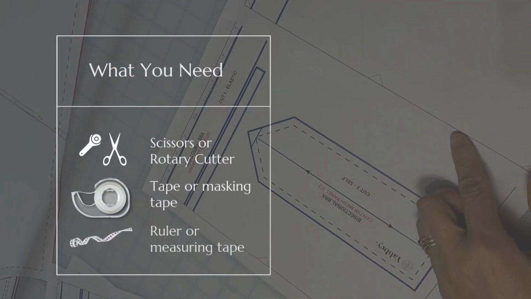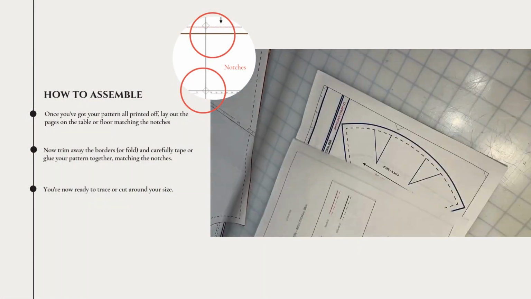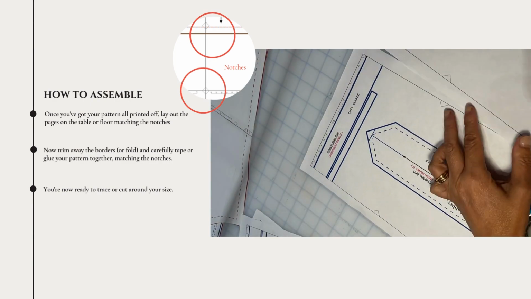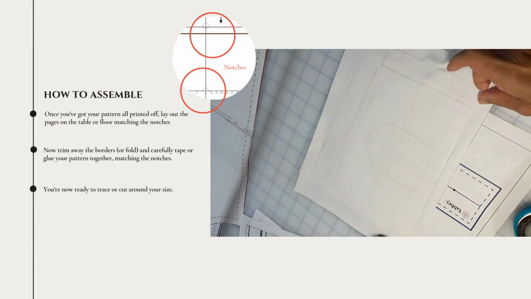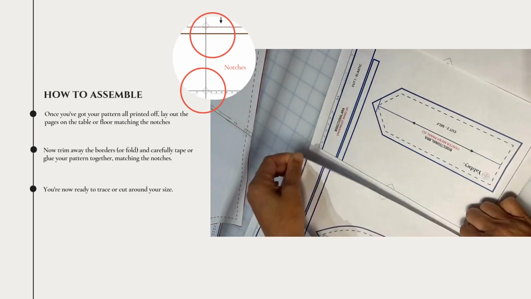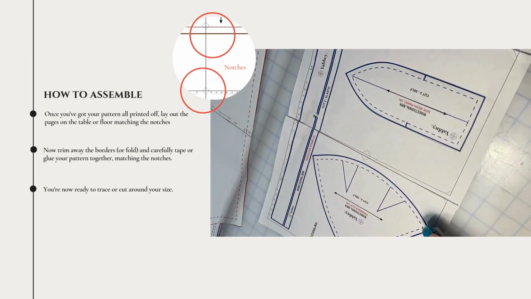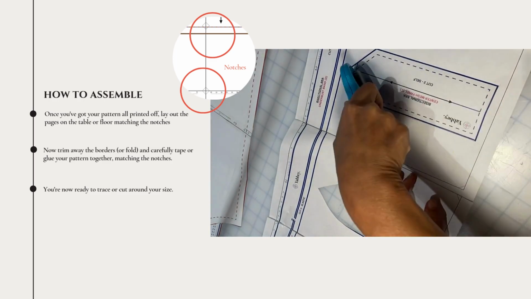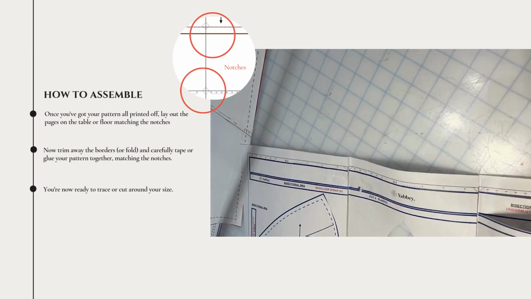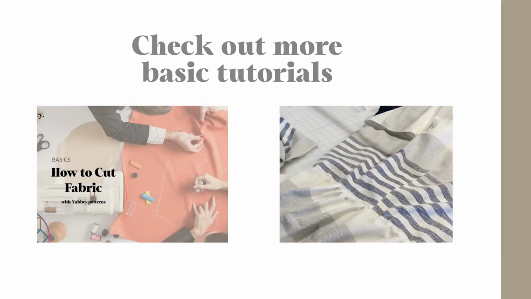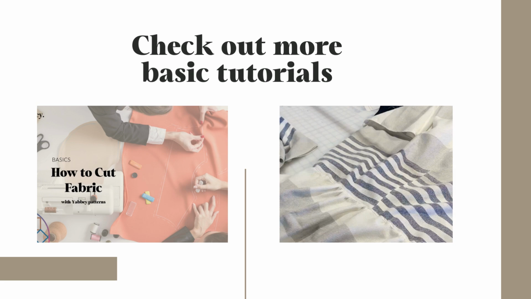Lay the printed pages on a flat surface, such as a table or the floor. Trim or fold edges. Remove unnecessary borders by trimming with scissors or folding the edges for alignment. Align and match pages. Arrange the pages so that the notches align correctly to form the full pattern. Join the pages. Use tape or glue to attach the pages together securely, ensuring all notches match up.